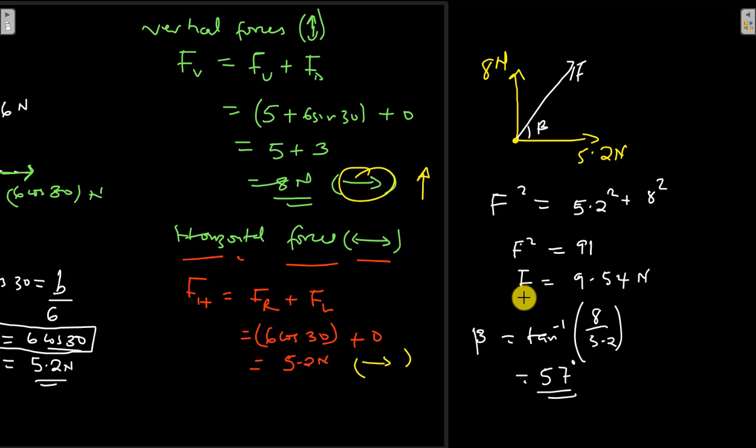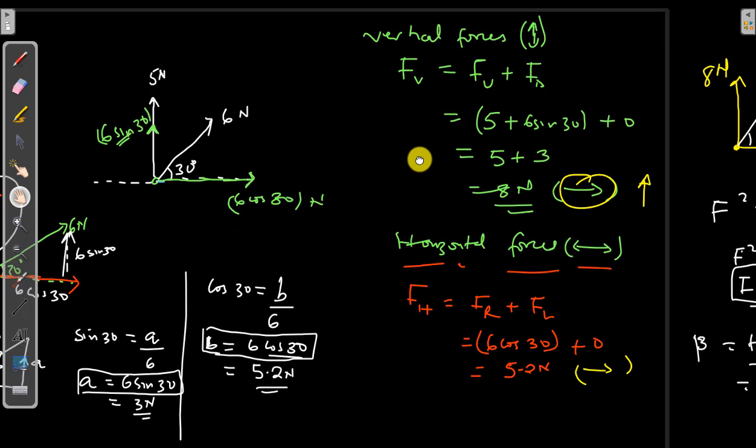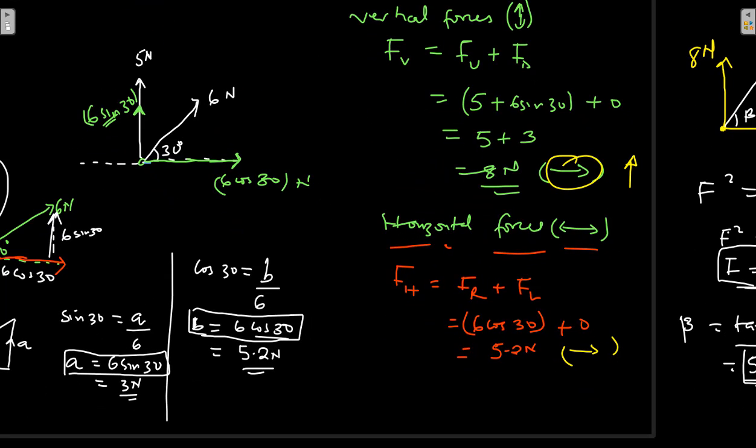So the resultant force is this. That's the magnitude, and the direction is approximately 57 degrees to the horizontal. So there we go. That's how we deal with forces that are inclined at certain angles.